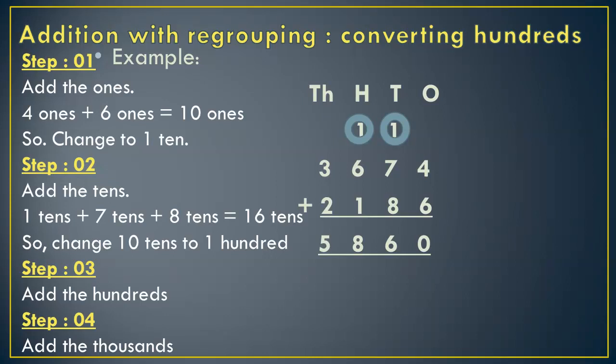Again, we cannot write 16 here. Again, one moves to carry over to the next neighbor. Then step number 3 is add the hundreds. 6 plus 1 plus 1 is equal to 8. And step number 4 is add the thousands. 3 plus 2 is equal to 5. So 5860 is our answer. Move to next.